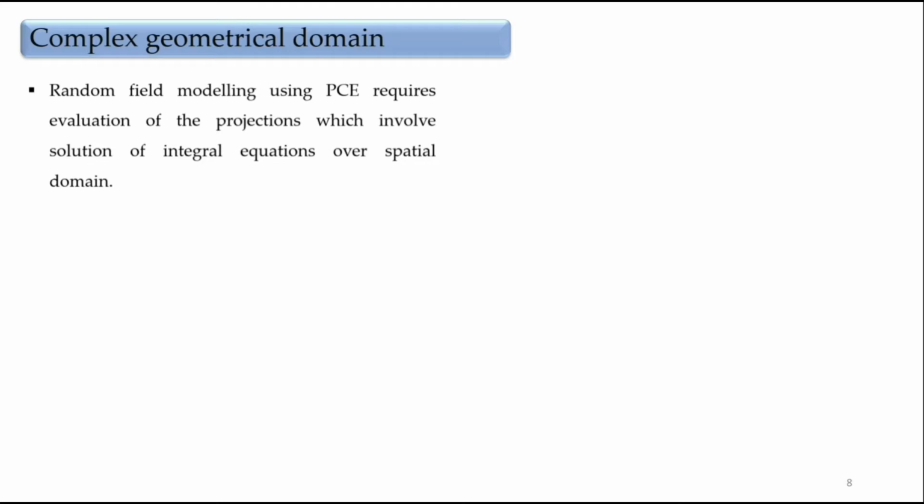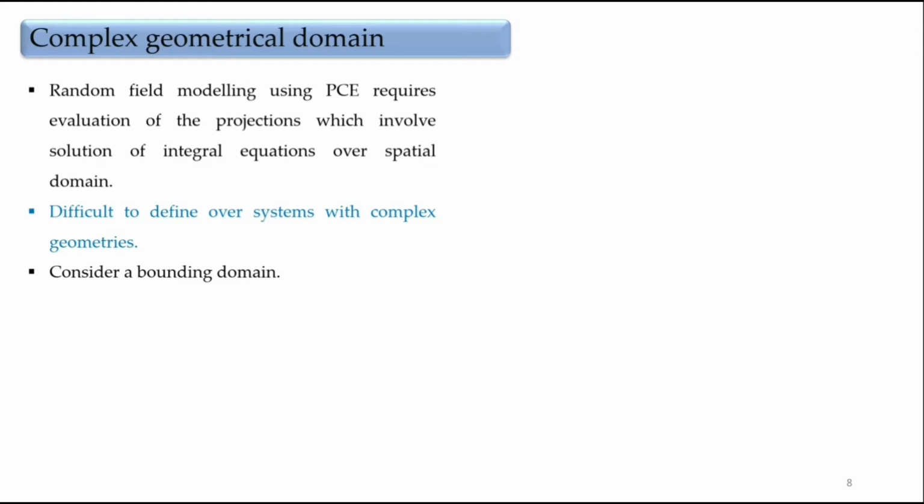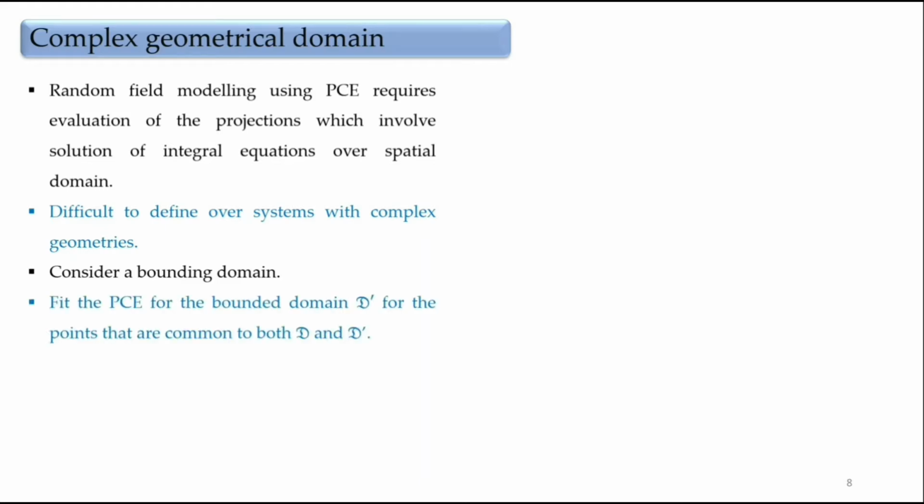Now the modeling of random field using PC based approach requires the evaluation of projections over the spatial extent, which is difficult to evaluate for systems having complex geometry. To address this issue, a bounding domain is adopted which completely engulfs the original complicated domain. Then PC is applied over the bounding domain for estimating the random field for the locations that are common for both the domains.